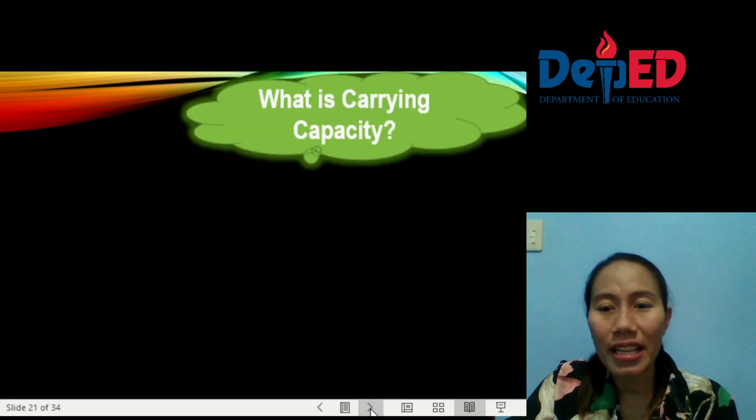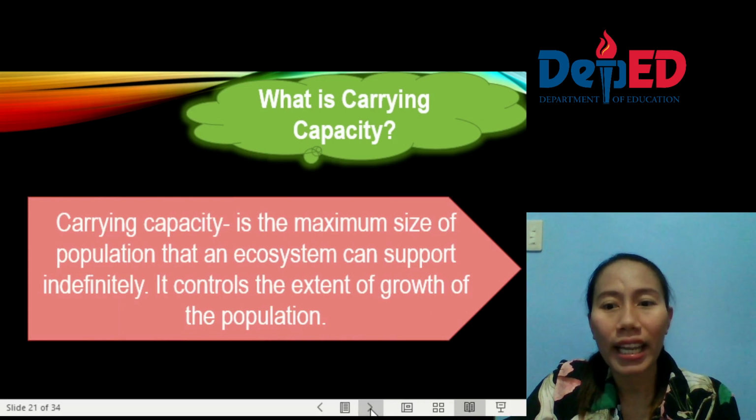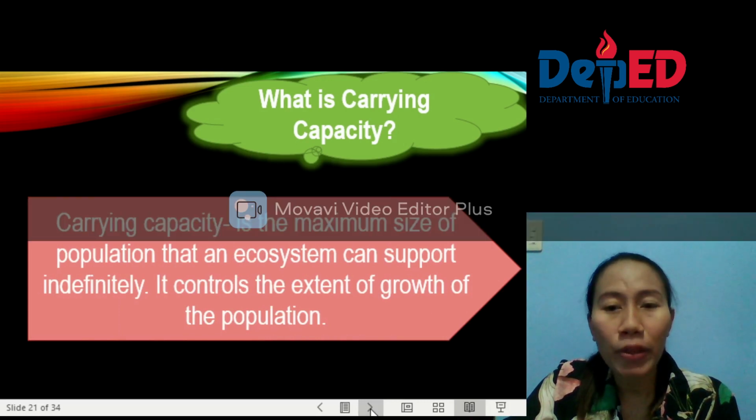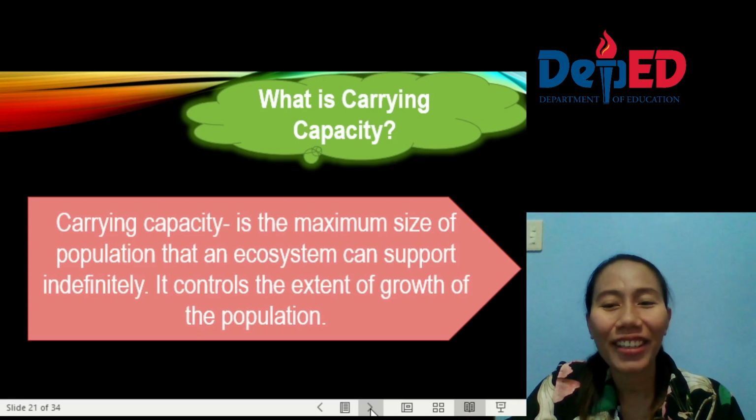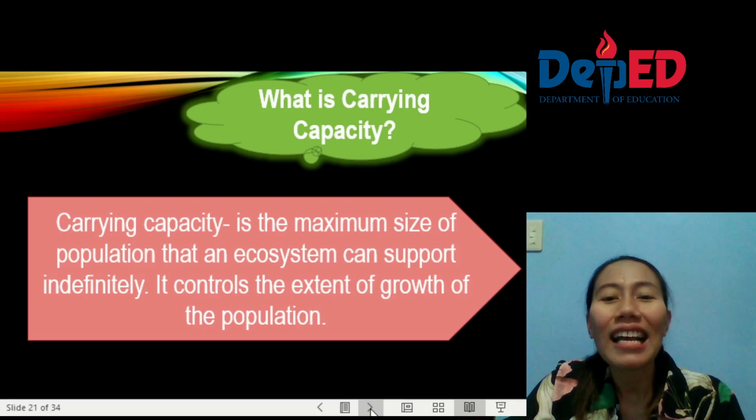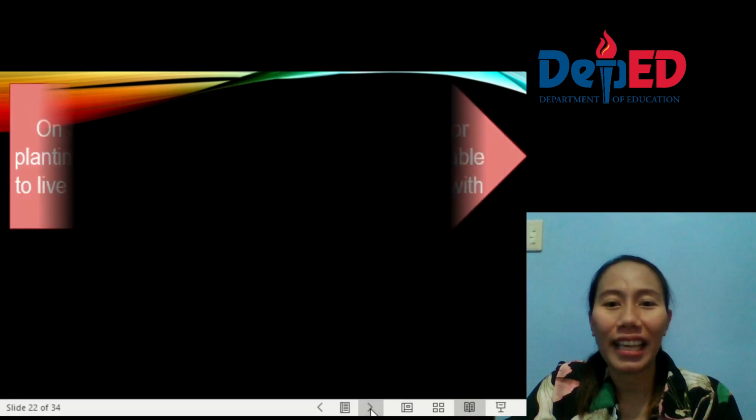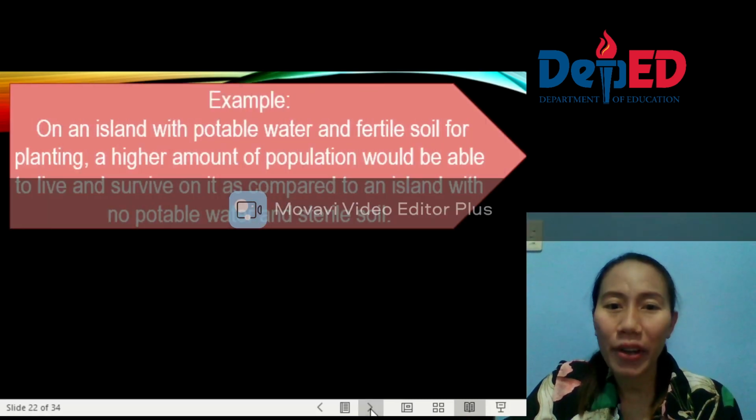What is carrying capacity? What is meant by carrying capacity? Carrying capacity is actually the maximum size of a population that an ecosystem can support, and it actually controls the extent of growth of the population. So that is carrying capacity. All right, learners, did you get the point? Very good. Okay, so example for this.